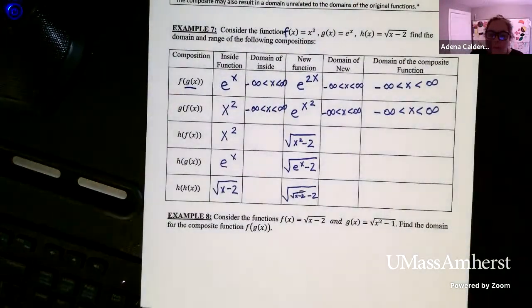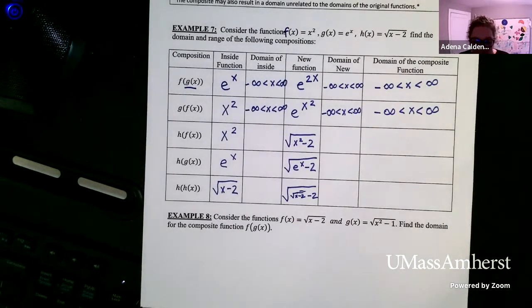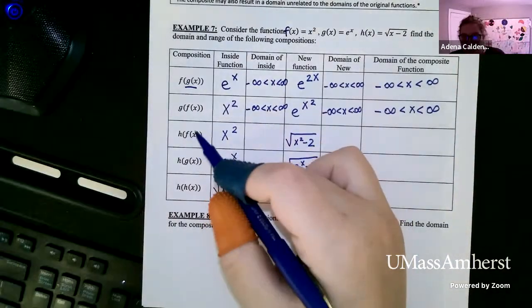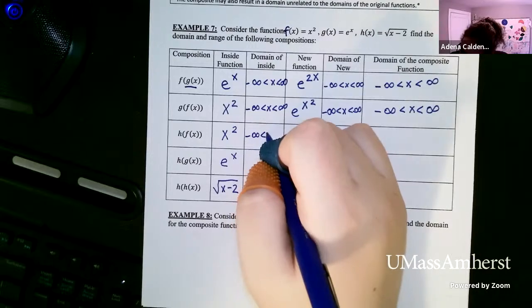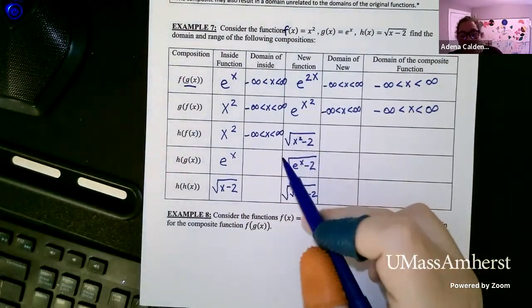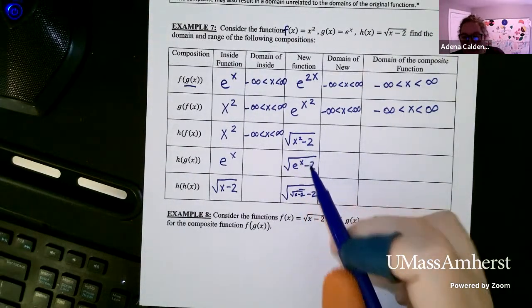Okay, so far we've had situations where everything is fine. We can plug in whatever we want. Now for the next one, we start with the inside function, f of x. We have x squared, great. We can plug in whatever we want to x squared, no problem. But now we have the situation where our composite function is the square root of x squared minus 2.